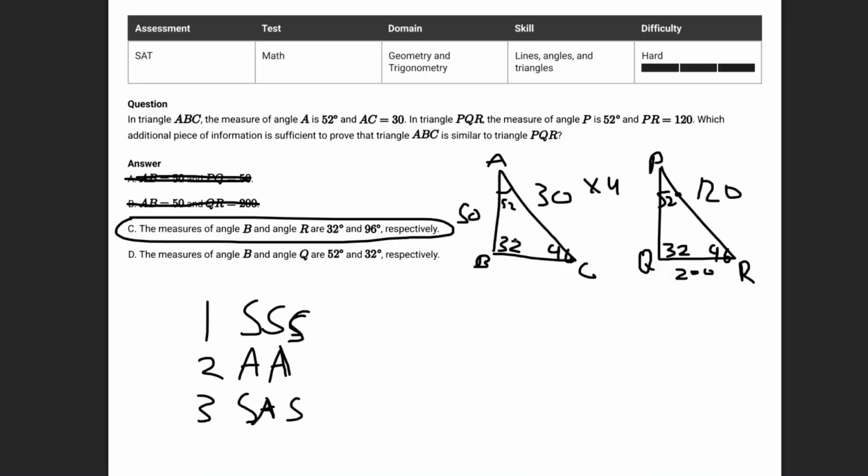No, this would just be wrong because you wouldn't get two of the same angles. The other two would be different, and that would not prove that they're similar. So the answer is just C for this one.